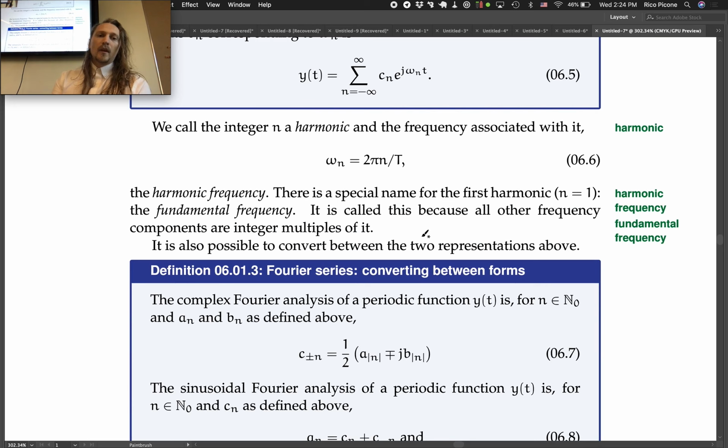Good deal. It is also possible to convert between the two representations above.